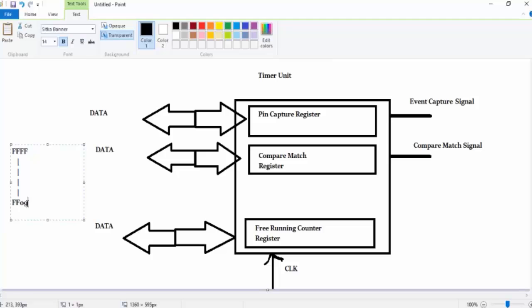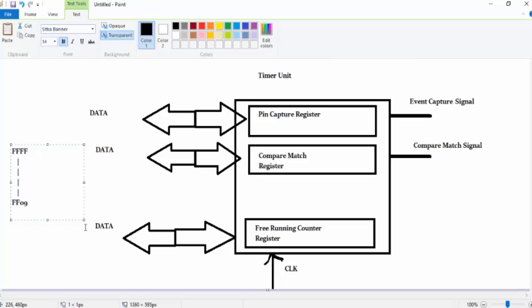Understand? Because if I take FF09 to FFFF, this counting or updating will consume that much time which is required for my application. So this will be my calculation of what I have to write initially in the free running counter register. It is according to my need.